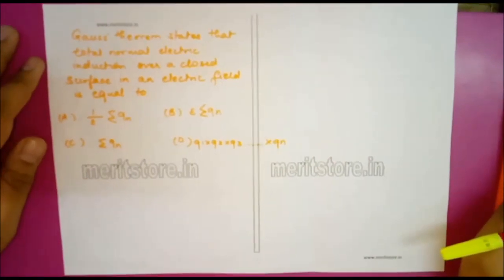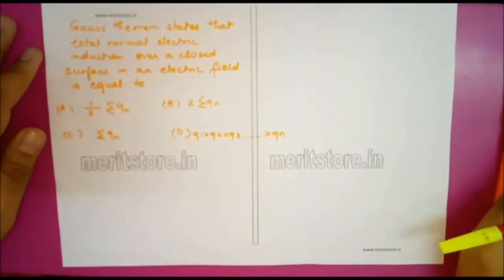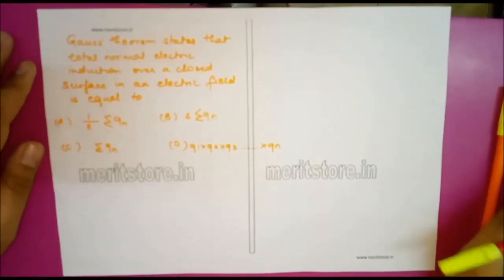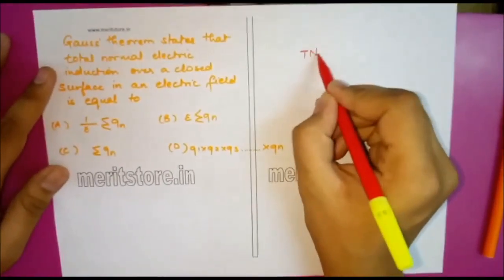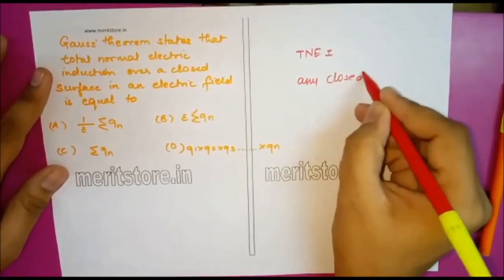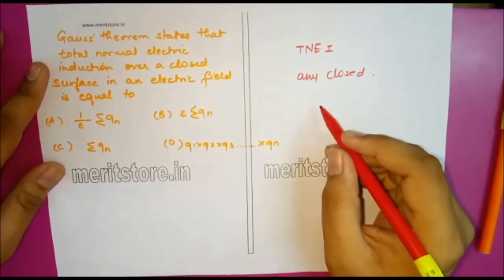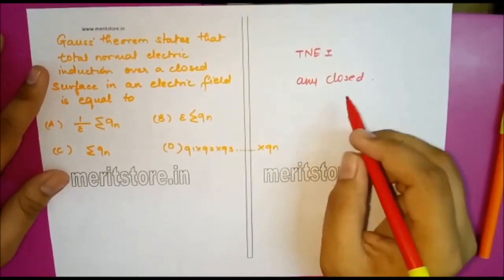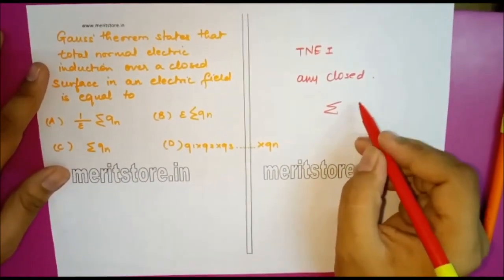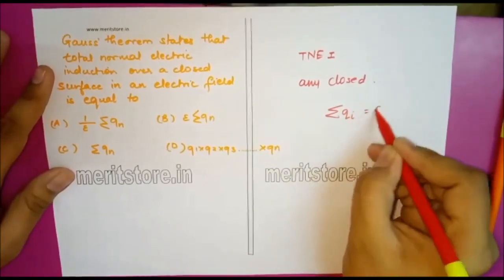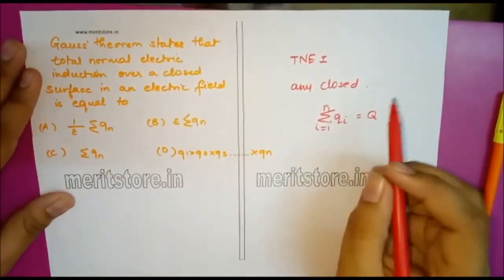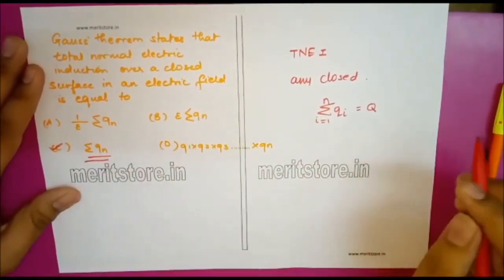Electrostatics. Question: Gauss theorem states that the total normal electric induction over a closed surface in an electric field is equal to. As we know, according to Gauss theorem, the total normal electric induction, that is TNEI, over any closed surface with any number of electric charges situated at positions inside it is equal to the algebraic sum of all the charges, or the algebraic sum of charges enclosed by the surface. That is, summation of Qi is equal to Q, where the summation ranges from i equal to 1 to i equal to n. So option C, that is summation of Qn, is the correct answer.